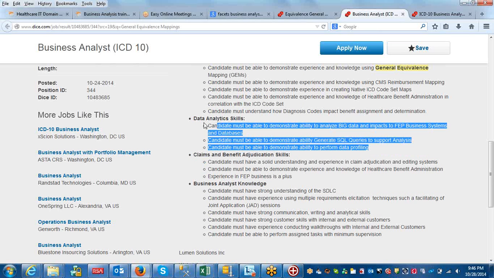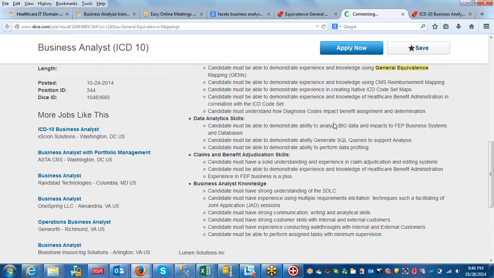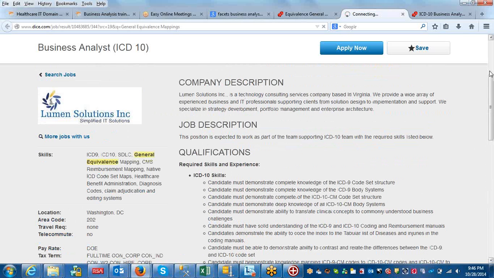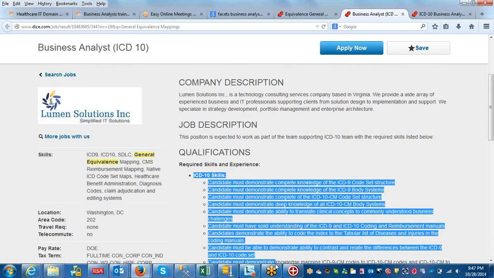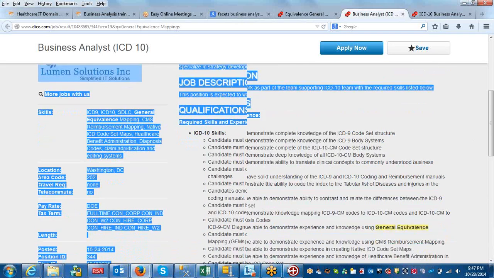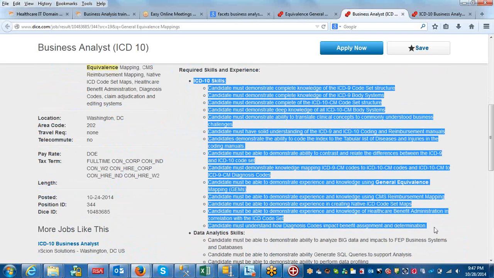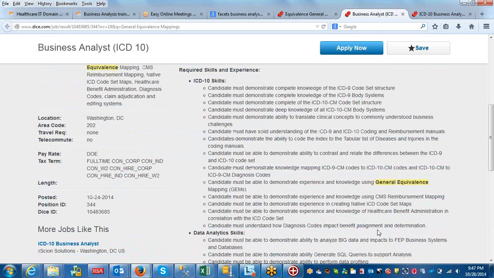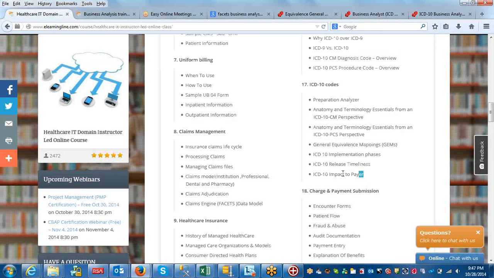Then you have the data analysis. This is more from the technical side if you are looking to get into it. And then you have the ICT 10 skill set, which all the things are covered as part of our training session. How to impact benefit assignment and determination. All these things you learn as part of it. ICT 10 impact to payer. What is the impact? You're going to learn as part of it.